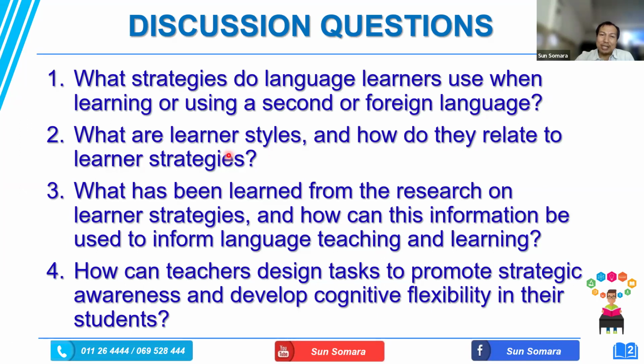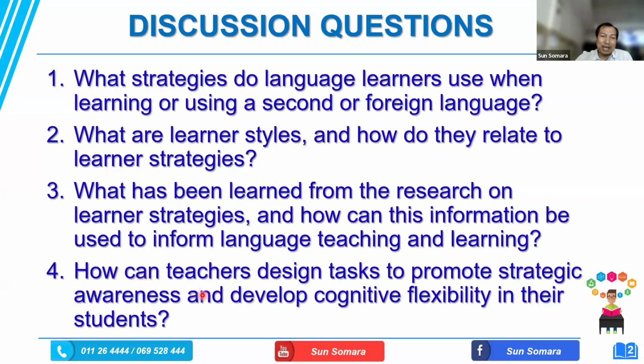And what are learner styles and how do they relate to learner strategy? That is the other question that can link. And question number three: what has been learned from the research on learner strategy and how can this information be used in language teaching and learning? Through the lesson, you also can read some best practice from that. It might be some part that you can use and apply, since the researchers have conducted research from their classroom.